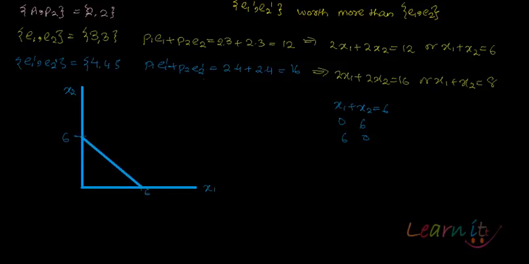Then there's a new budget line which is x1 plus x2 equals 8. So x1 is 0, x2 is 8; x2 is 0, x1 is 8. Okay, so it is this. Clear? So what you have seen is that there is a parallel outward shift of the budget line.